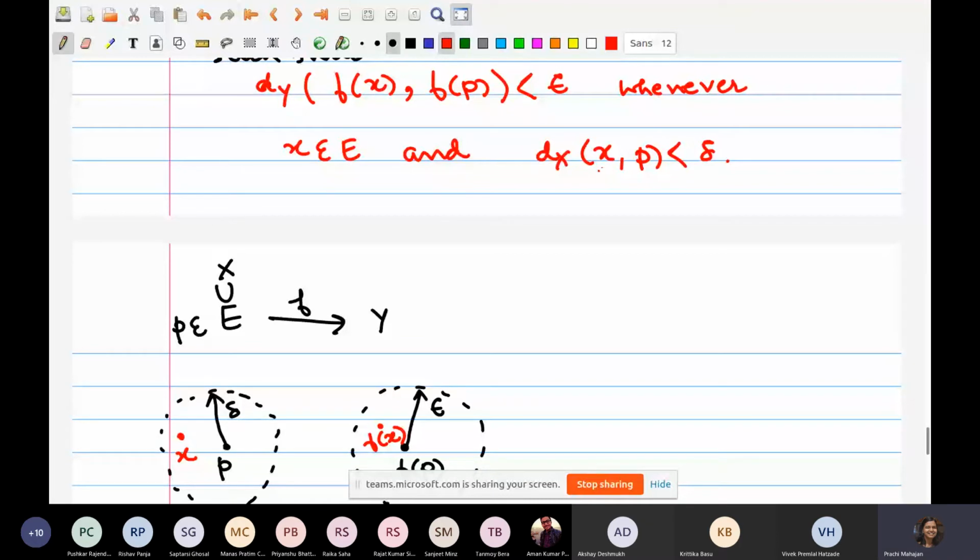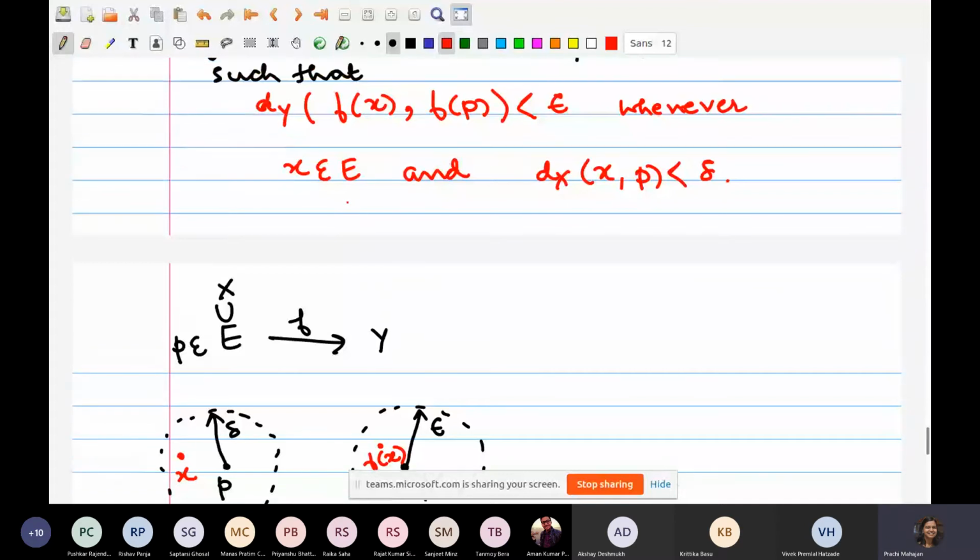And I want this extra condition that x has to be in E. Why? Because if x is outside E, the function f is only defined on the set E. So in order for f of x to be defined, we better restrict our attention only to the set E and not outside it.